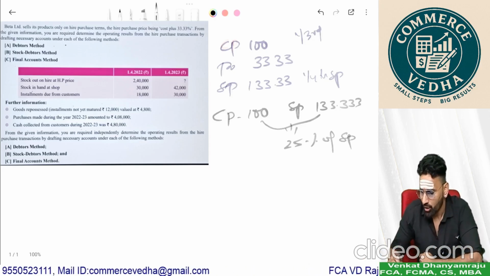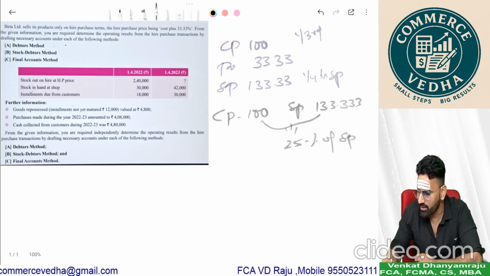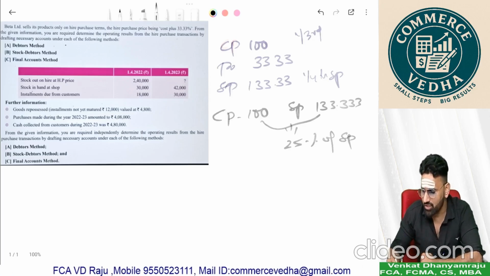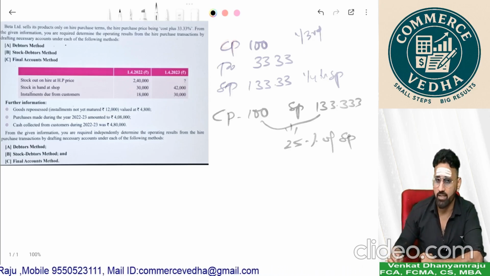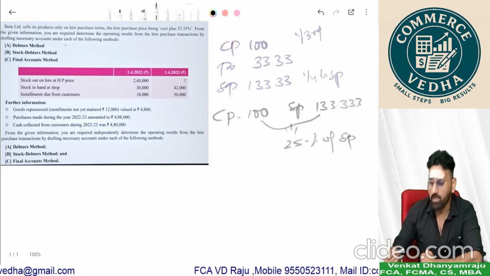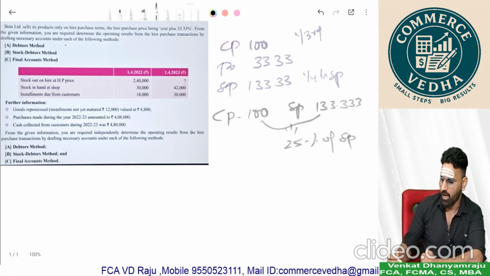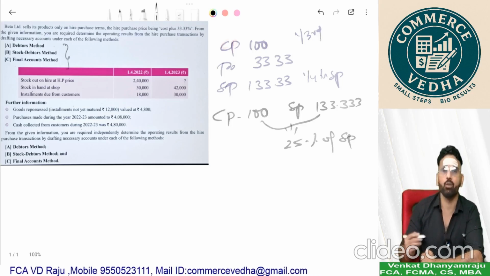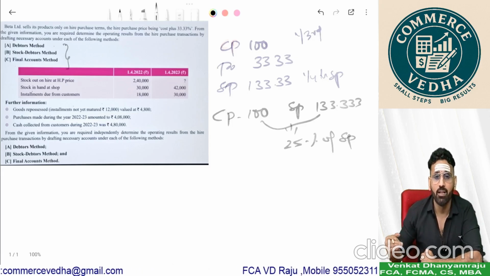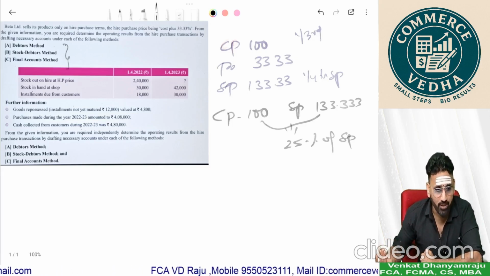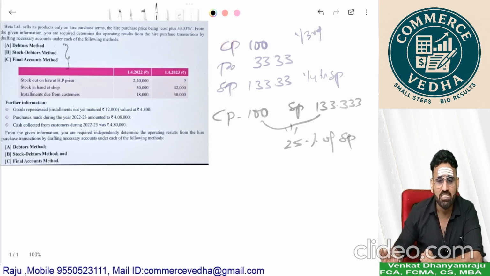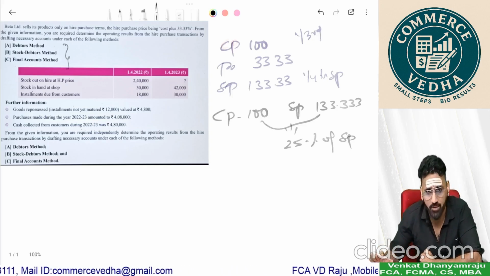Then you're required to determine the closing result from the hire purchase transactions by drafting necessary accounts under each of the following methods. Method 1, debtors method. Method 2, stock and debtors method. Method 3, final accounts method. If we relate, all three are exactly as we do for branch accounting: branch accounting, cash price method, branch accounting, loading invoice price method. On similar lines, this will go. Terminology is different, but almost all the concepts are the same.